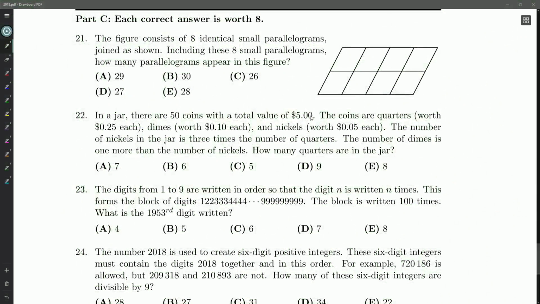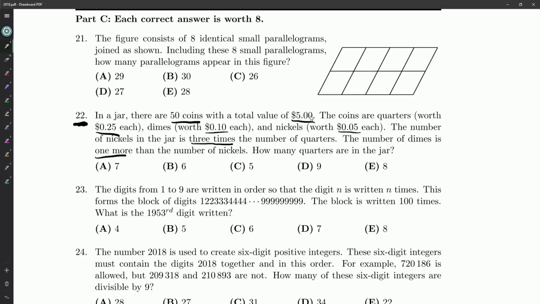Root Beer here, looking at question number 22 on our grade 7 Gauss paper. In a jar, there are 50 coins with a total value of $5. The coins are quarters, worth 25 cents or 0.25 of a dollar each, dimes worth 0.1 of a dollar, and nickels worth 0.05 of a dollar each. The number of nickels in the jar is 3 times the number of quarters. The number of dimes is 1 more than the number of nickels. How many quarters are in the jar?